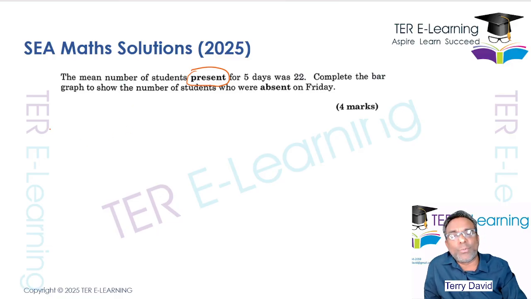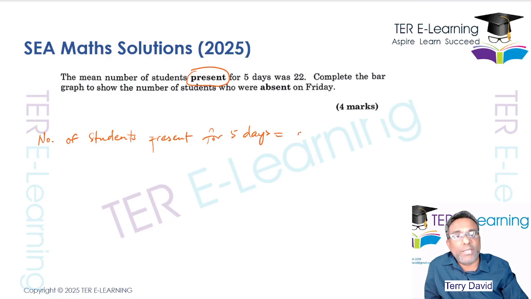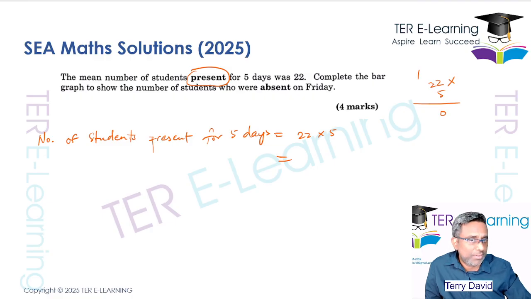So what I can do, I can work out the number of students present for 5 days, right? So statements are very important here. So all we need to do is to take the 22 and multiply by 5 and let's see what that gives us. So 22 by 5, 2 5s are 10, and 1 11, right? So that's 110. So that's the total number of students present for the 5 days, right?